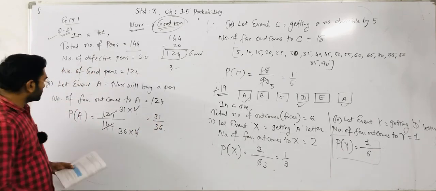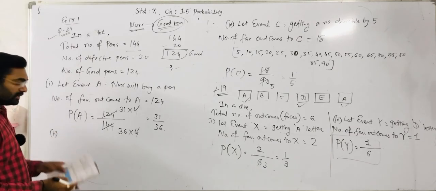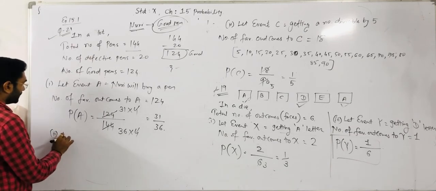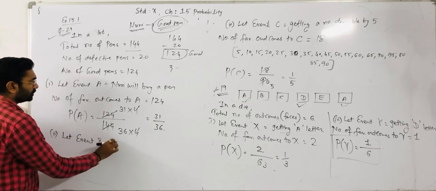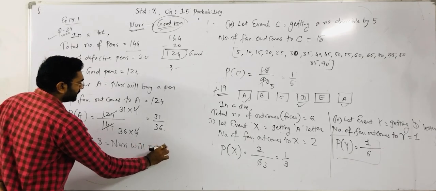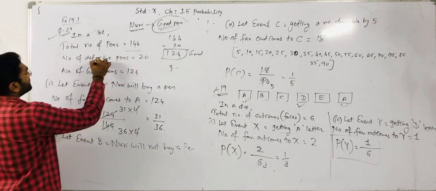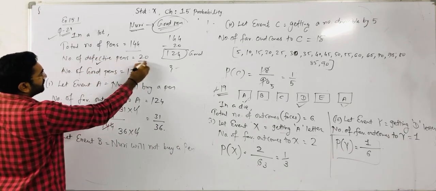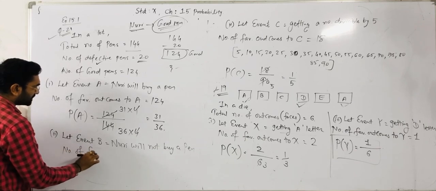Now the second question is given. Nuri will not buy a pen. Its probability we have to find out. So let the event B be that Nuri will not buy a pen. When will Nuri not buy a pen? When it is defective, then she will not buy a pen. So how many defective pens are given? 20. So the number of favorable outcomes.